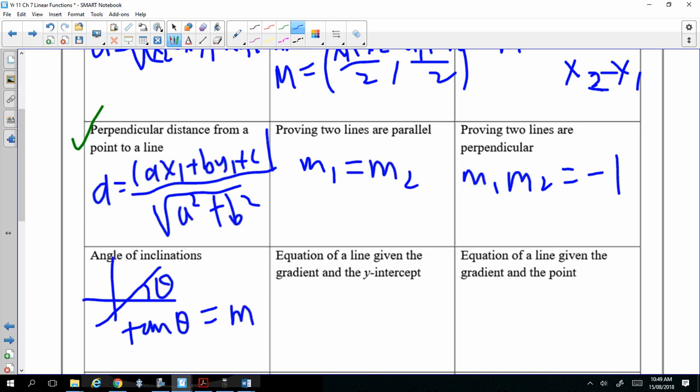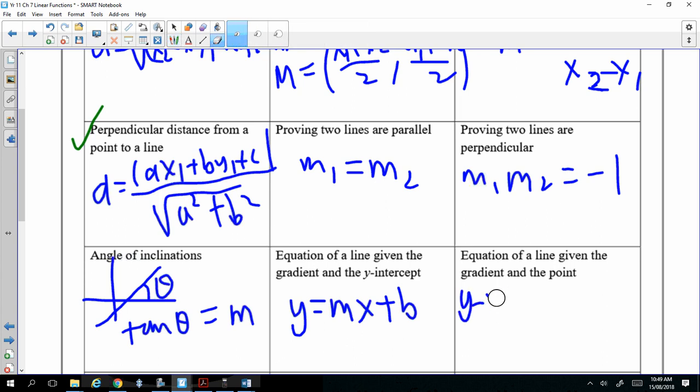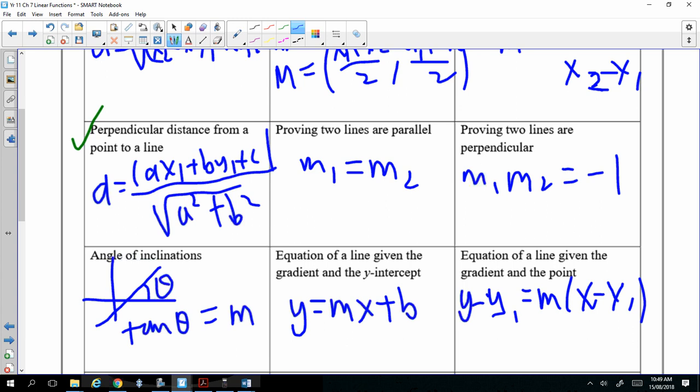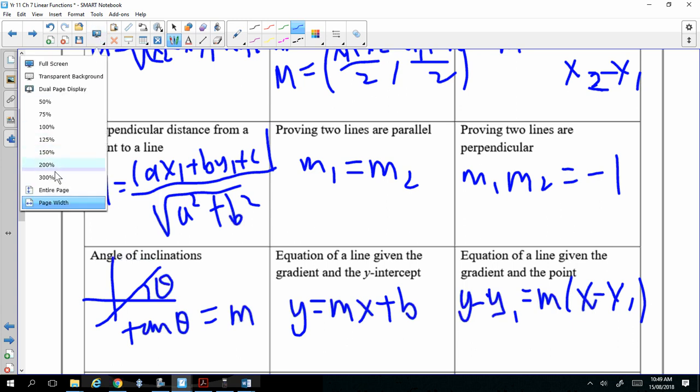Equation of a line given the gradient and the y-intercept, gradient-intercept form. Yep. And then the next one, equation of a line given a point and the gradient, y minus y1 equals m times x minus x1, is also important. I think this one's on the formula sheet. I'm going to check it right now. Yeah, that's the only 4 on the formula sheet. On the formula sheet, you're only given 4 formulas.